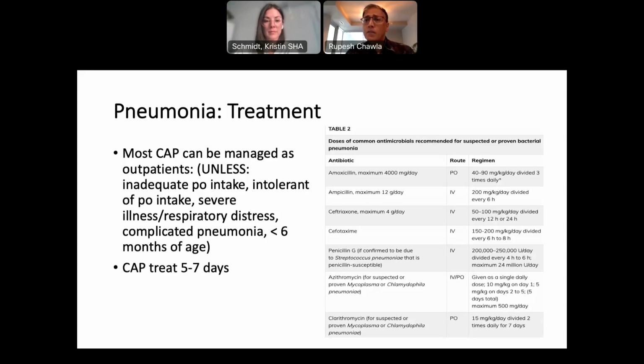Back to treatment, if you're using amoxicillin for the typical bacterial pneumonia, and you have a patient that does not need admission to hospital and you're just treating as an outpatient, the grand majority of patients with community-acquired pneumonia can be treated with a course of 5 days, up to a maximum of 7 days. They should see improvement within 48 hours. If they're not, they should be reassessed.